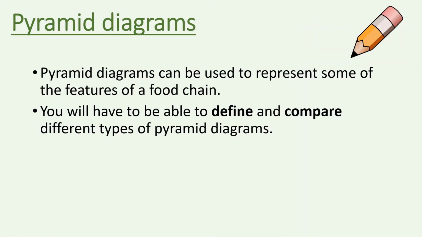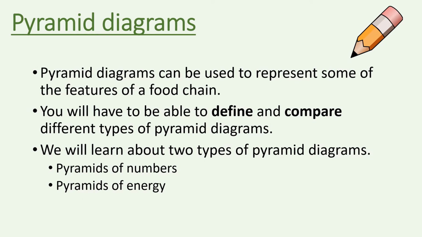As well as food chains, you need to know about pyramid diagrams. You need to know how they can be used to represent features of a food chain. You need to be able to know the definition of both types of pyramid diagrams, and you need to be able to compare the pyramid of numbers and the pyramid of energy. So let's look at the pyramid of numbers first.